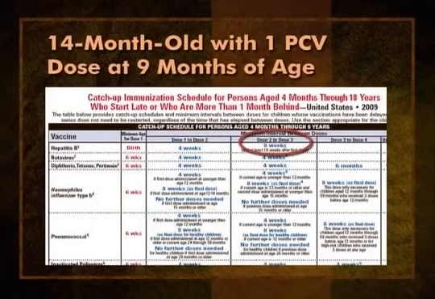Next question, does the child need a third dose? To determine this, you move to the next column, labeled dose 2 to dose 3. Follow this column down to the pneumococcal row.